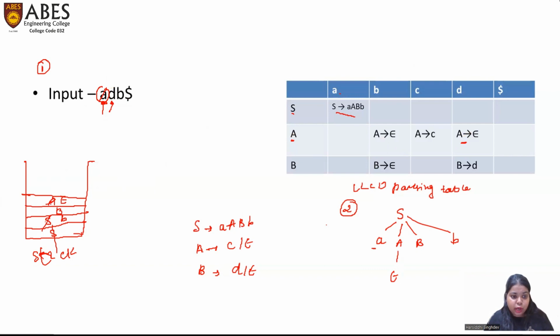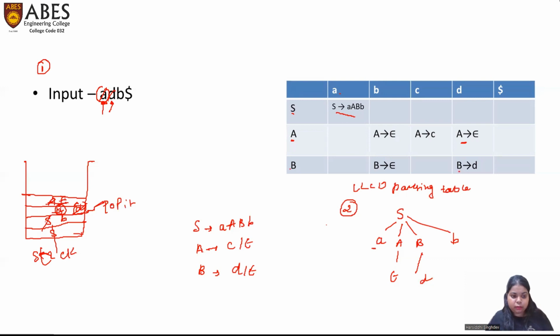Epsilon is nothing. So now my top of the stack is capital B. Capital B on seeing small d, what is the action? This is the production: here we have to replace it by d. So now the top of the stack is small d and the look ahead is d. These two match, so we pop it off.